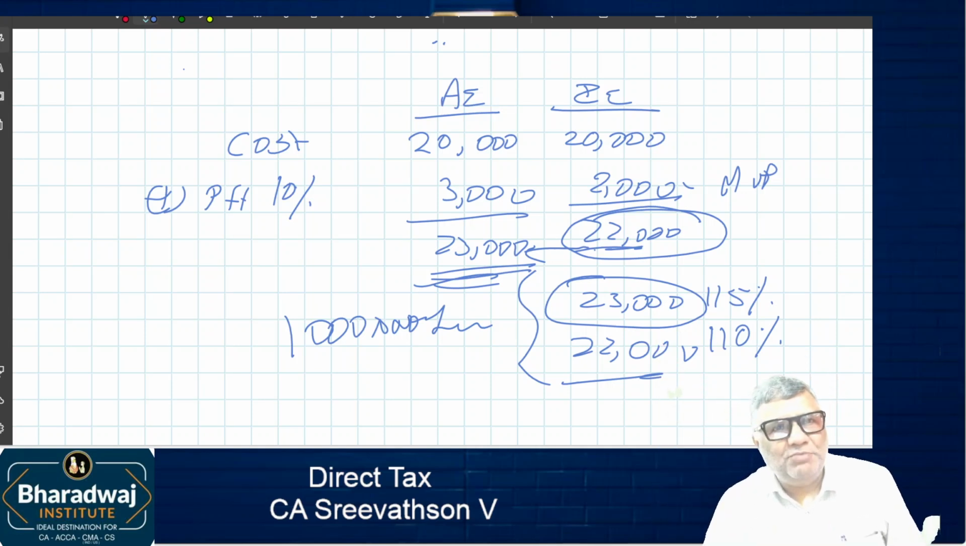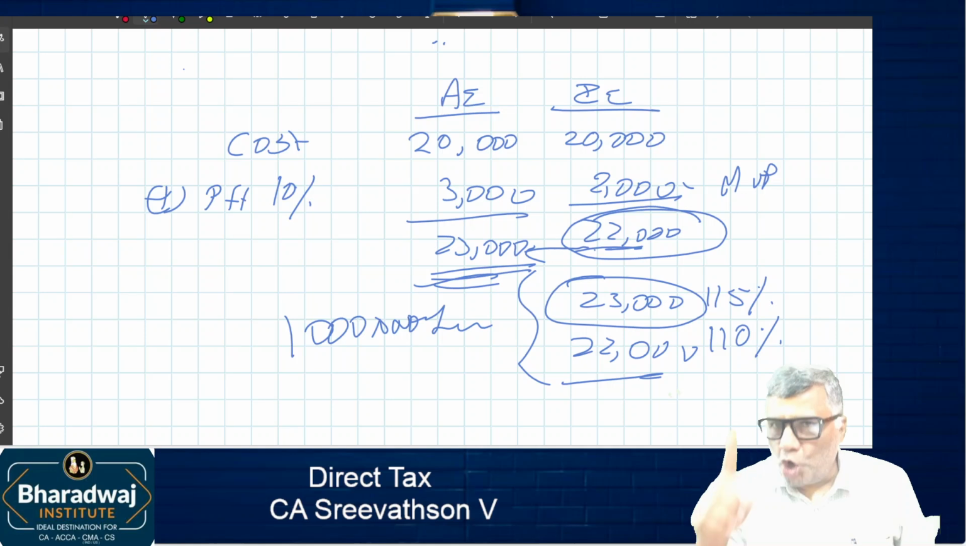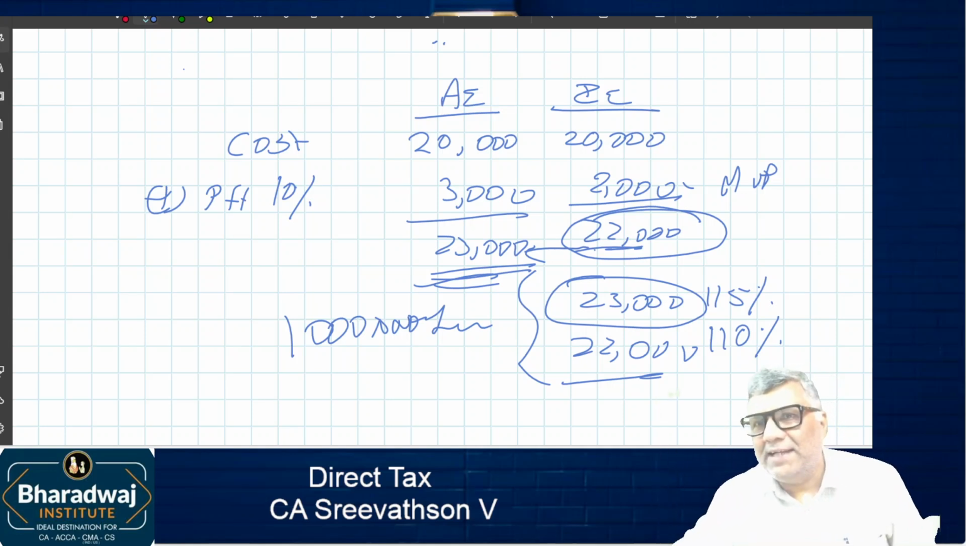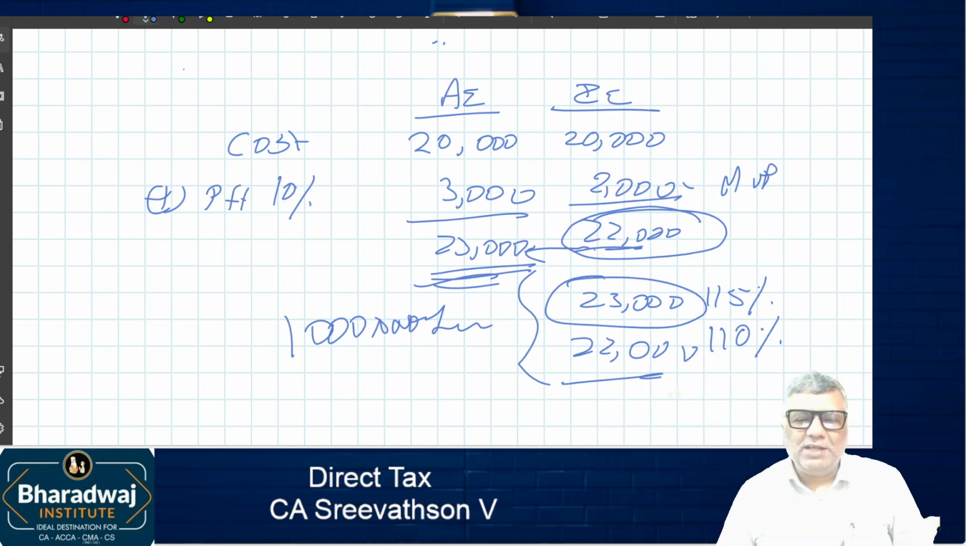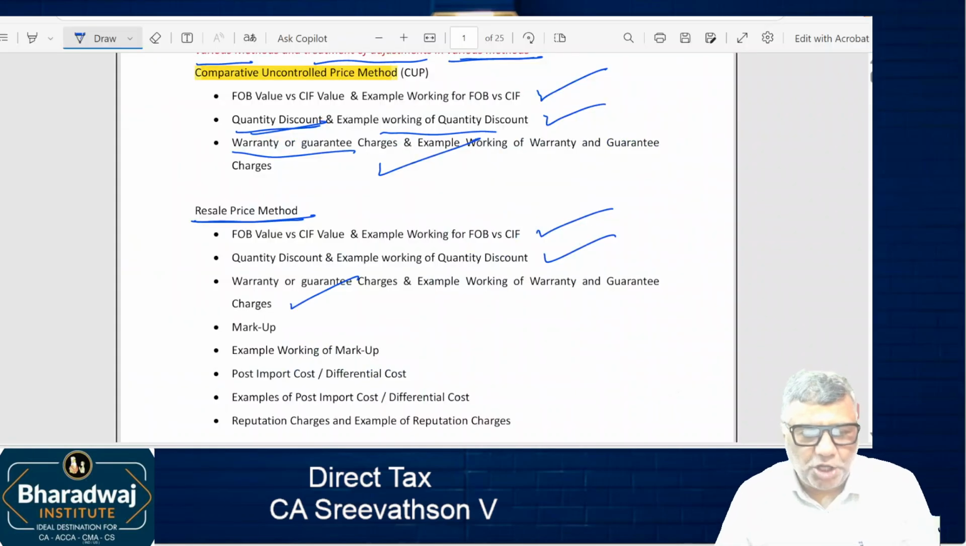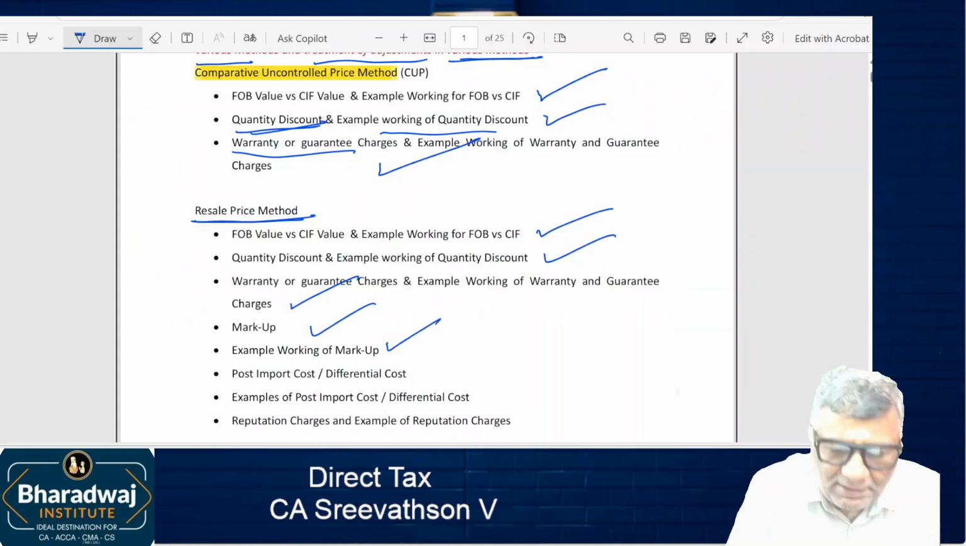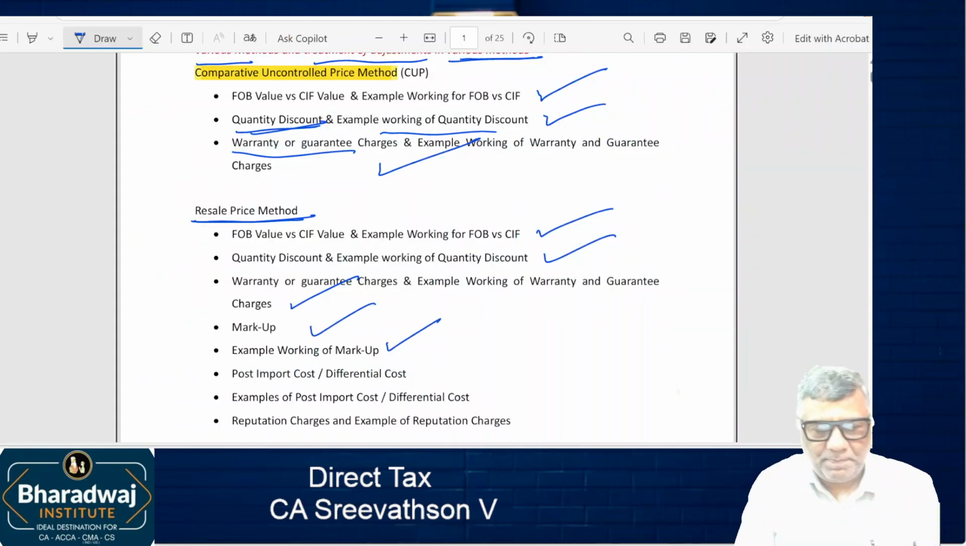None of the information will be hidden from you. It will be there. Markup is nothing but profit. And associated enterprises should not make more profit than an independent enterprise. This is the concept of markup. Is it clear to you? So, markup and an example of markup.